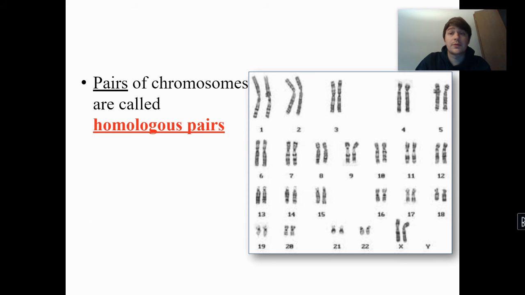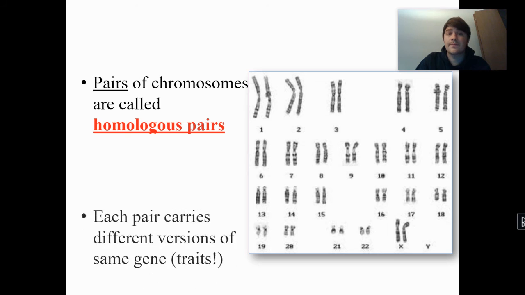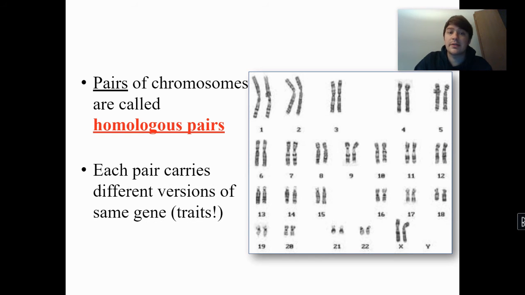Pairs of chromosomes are called homologous pairs. Each pair carries different versions of genes. So this chromosome right here might actually carry a different version of that gene than its partner right here. It all really depends. Sorry if I'm going kind of fast. I'm doing this kind of last minute to get it out on Google Classroom.